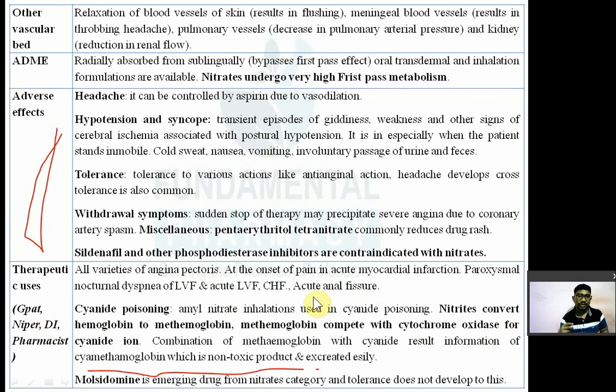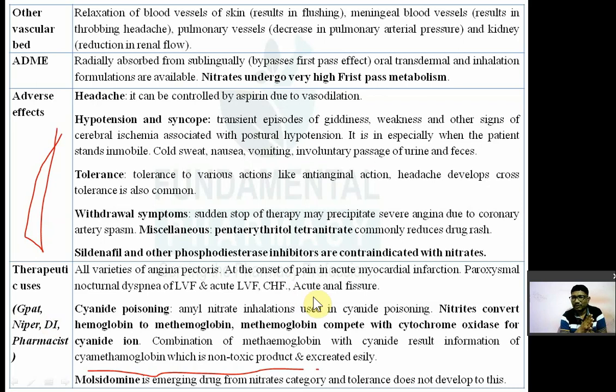Remember the uses of nitrates. Nitrates are also used in cyanide poisoning. Here you see angina pectoris, left ventricular failure, congestive cardiac failure, anal fissure, myocardial infarction, and acute pain in myocardial infarction. These are the uses. So what do nitrates do in cyanide poisoning?